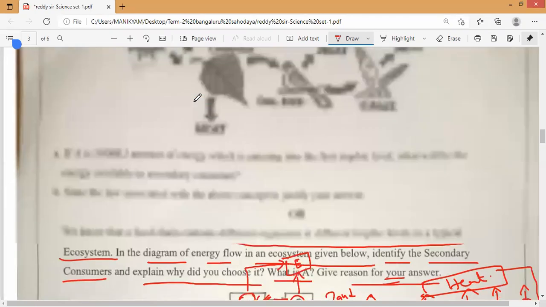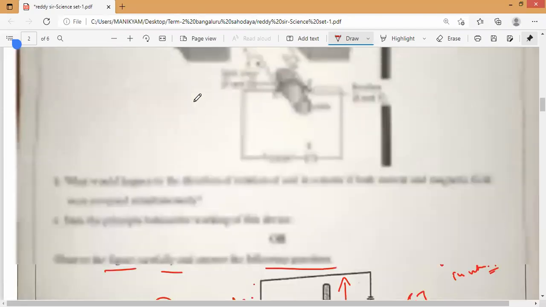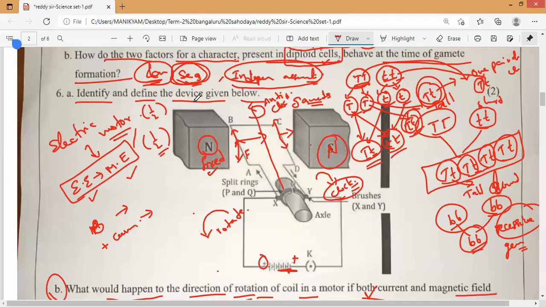Okay, now one more thing, motor question, be careful. If both the magnetic field and the direction of current change at a time, then there is no change in rotation. Understand? Only if any one thing changes will the rotation change. That is the most important thing, so kindly remember that, everybody. If both change, there is no change in rotation.